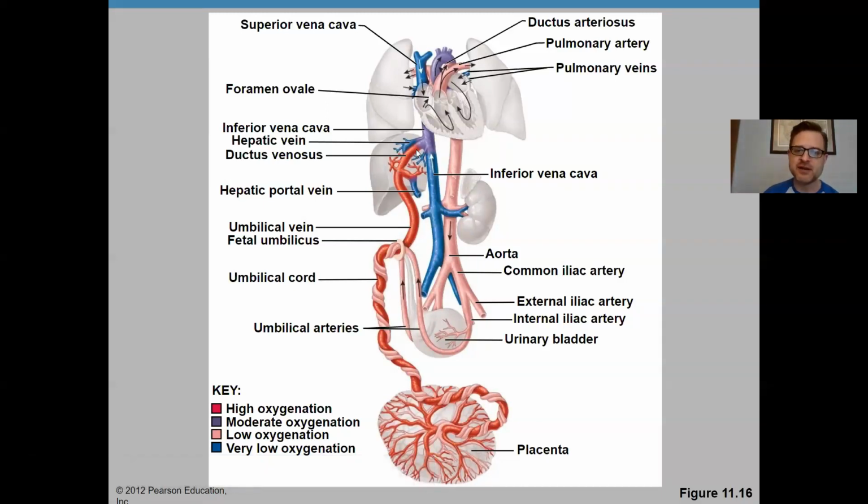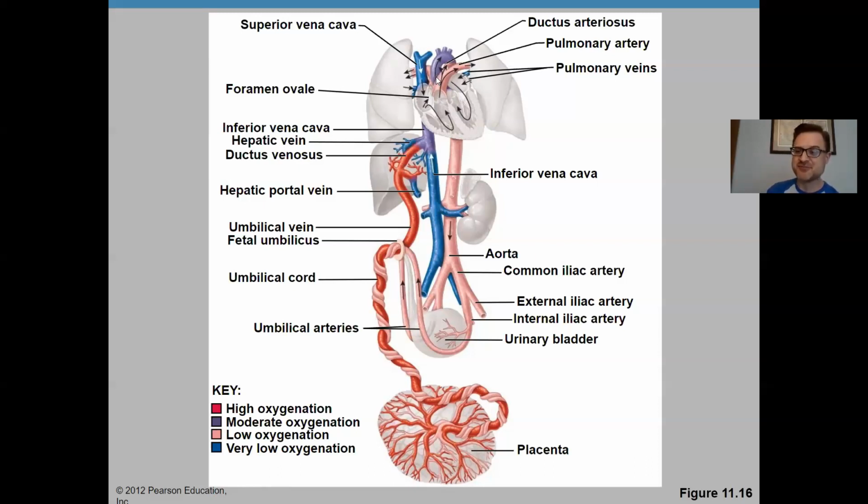And you see how it hooks up to the inferior vena cava, which has deoxygenated blood. It's in the baby. And the blood kind of mixes. This shows purple because the oxygenated and deoxygenated blood is mixing. Then it goes into the heart. Then the baby's heart beats to pump the nutrients throughout the baby's circulatory system, right?